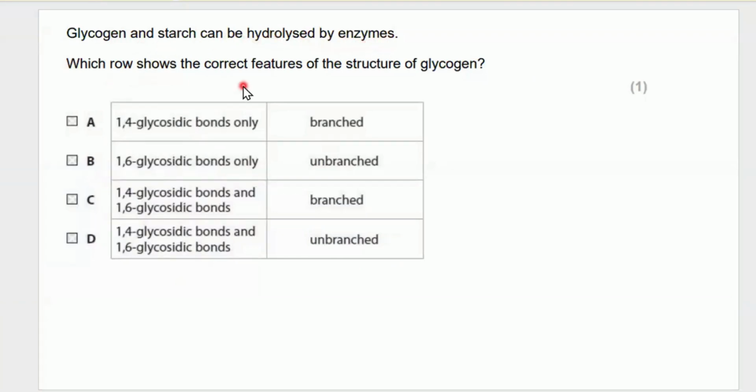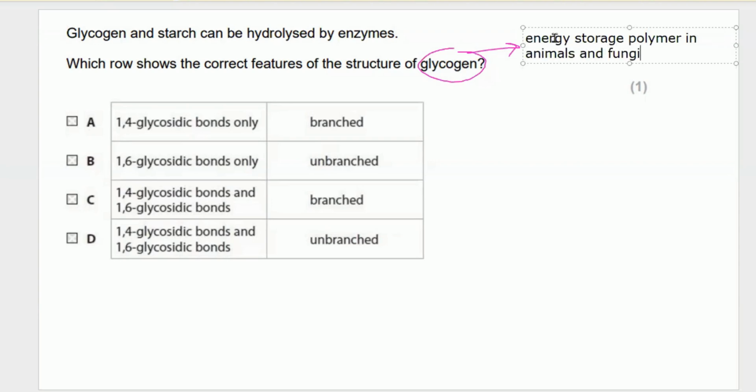Okay, glycogen and starch can be hydrolyzed by enzymes. Which row shows the correct features of the structure of glycogen? Well, glycogen is very much like amylopectin, very similar. Amylopectin is found in plants. Glycogen is the energy storage molecule in animals, and glycogen is highly branched.